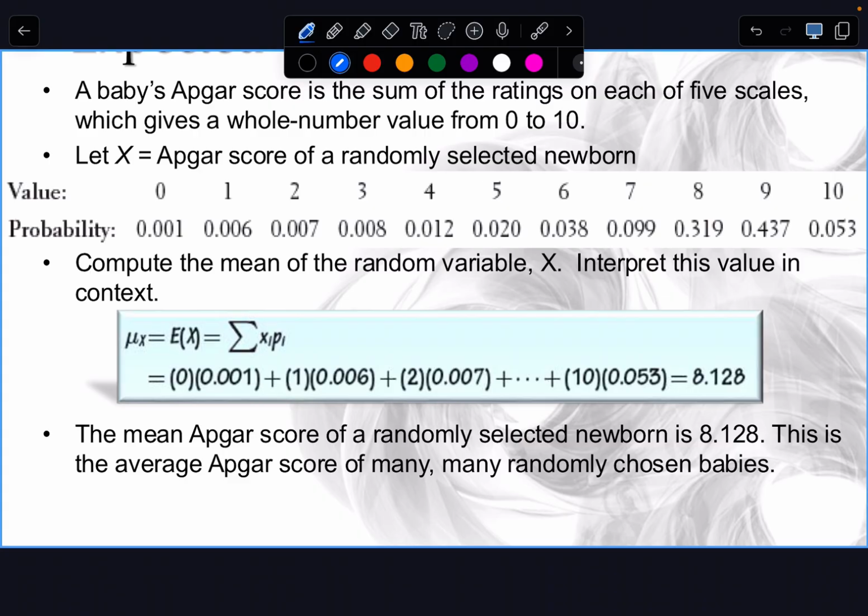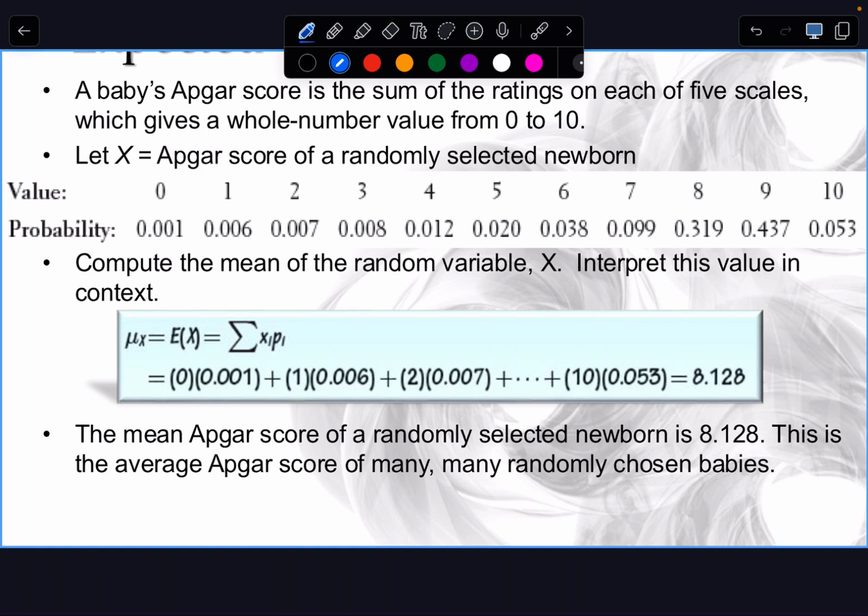So based on empirical data, after many, many births and compiling all the APGAR scores, they've come up with this probability distribution. If I wanted to verify that it's legitimate, I would quickly add up all the probabilities and make sure they go to 1. We can see that every probability is between 0 and 1, so we know we have a legitimate probability distribution to begin with. When we go to calculate the mean, so what is the mean APGAR score for a randomly selected baby? We take each value, multiply it by its associated probability, and add it all together. So in this case, we can see that comes out to 8.128.